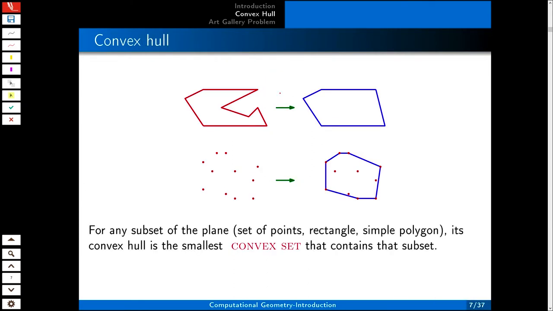With the definition of convex sets, now think about that you are given an object which is not convex, or you are given a set of points in R2. Your objective is to find the minimum convex object that contains those objects or those points.